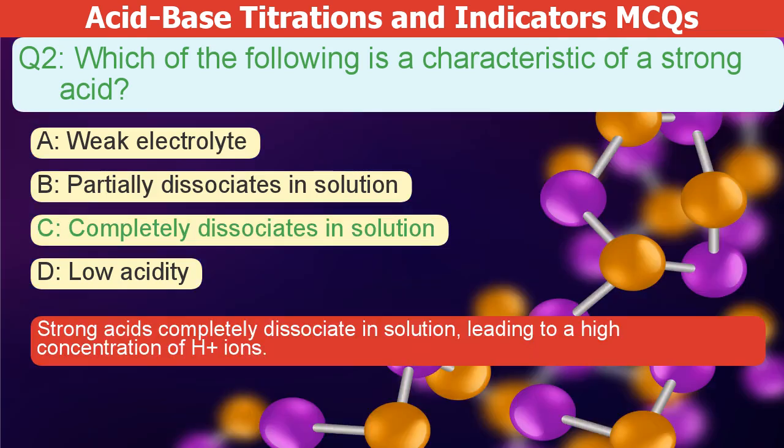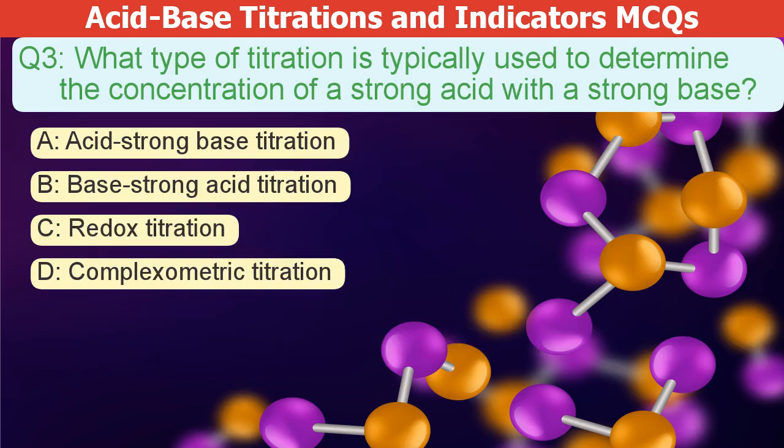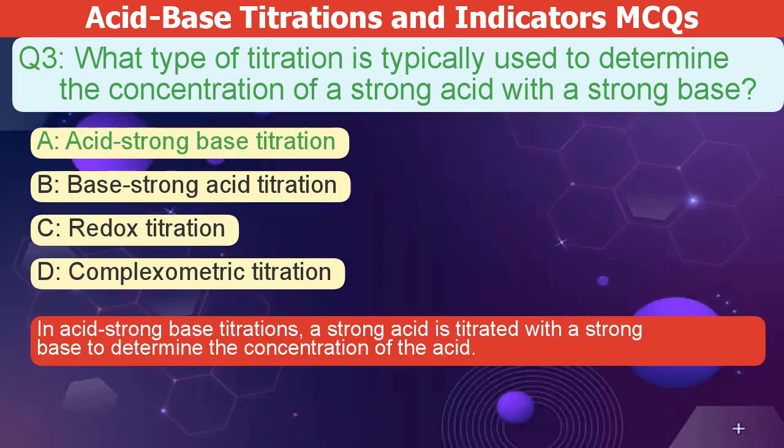Strong acids completely dissociate in solution, leading to a high concentration of H+ ions. What type of titration is typically used to determine the concentration of a strong acid with a strong base? A. Acid-strong base titration. B. Base-strong acid titration. C. Redox titration. D. Complexometric titration. The correct answer is A.